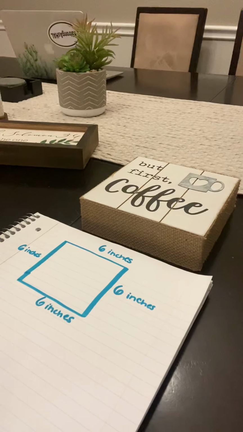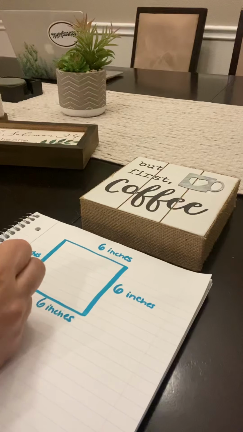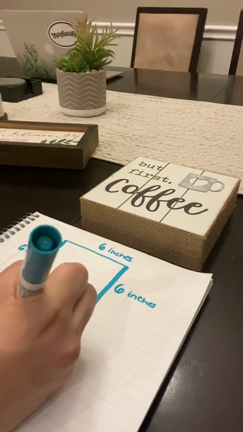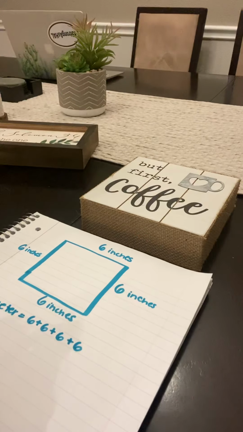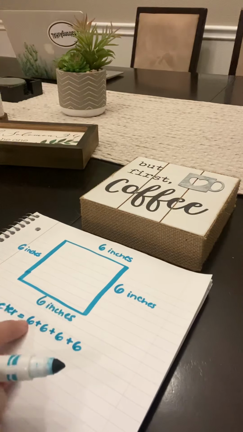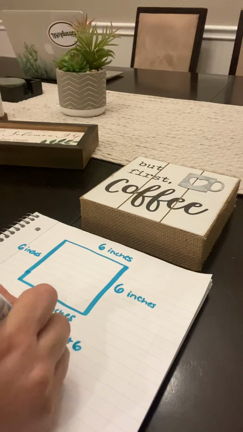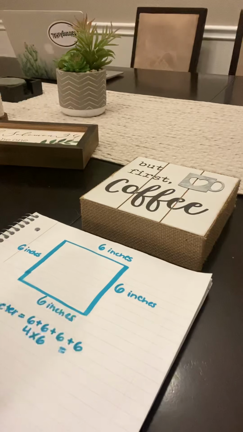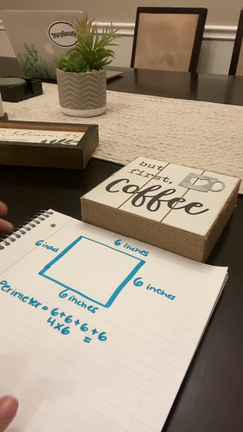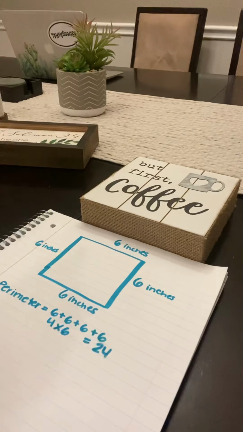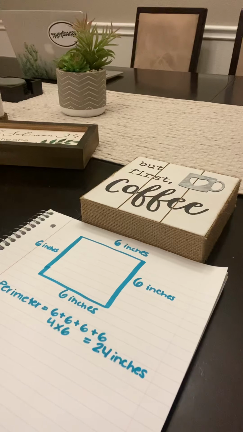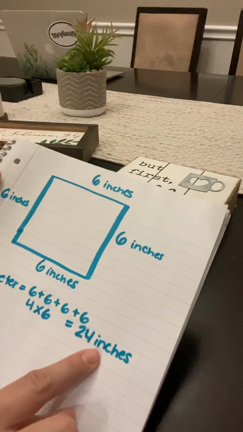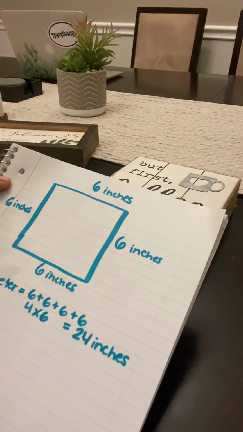So in order to determine the perimeter of this sign, I'm going to have to add up 6 plus 6 plus 6 plus 6, repeated addition, or I can say how many groups of 6? There's 4 groups of 6. So 4 groups of 6, and the perimeter would then be 24 inches. So now I know when I purchase a piece of wood, I need to purchase a piece of wood that has a total perimeter of 24 inches with 6 inches on each side.